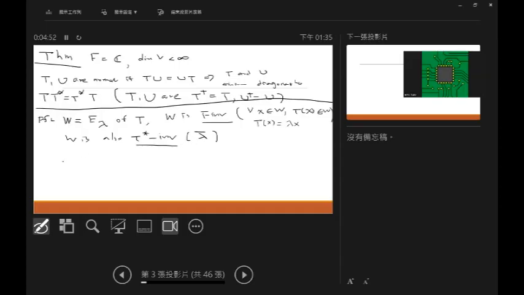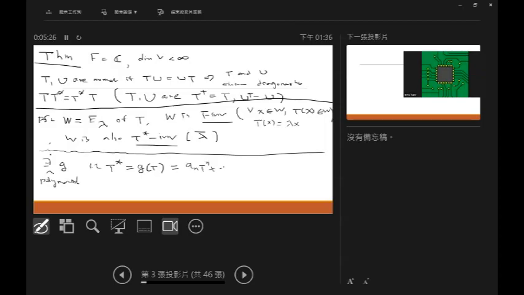And notice also that T star is normal, right? T is normal. There is a theorem that says, okay, I will explain this theorem after, but you can believe me that there exists a polynomial g such that T star can be written as a polynomial g of T. Basically this means that T star can be written as a_n T^n plus a_(n-1) T^(n-1) up to a_0. So I can represent T star in terms of T.